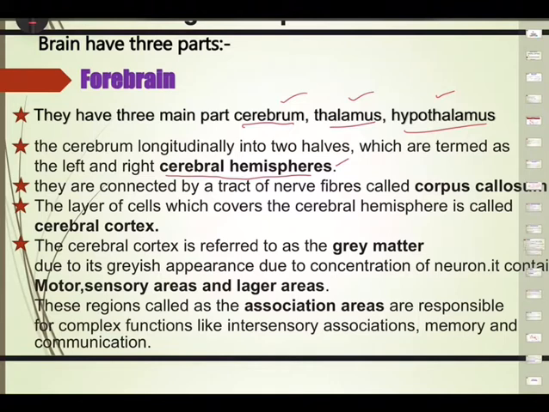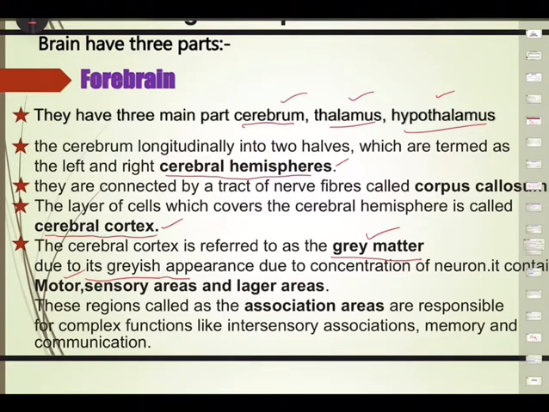The layer of cells which covers the cerebral hemisphere is called the cerebral cortex. The cerebral cortex is referred to as grey matter. So the cerebral cortex is the grey matter. And why is it called that? Due to its greyish appearance, due to the concentration of neurons.